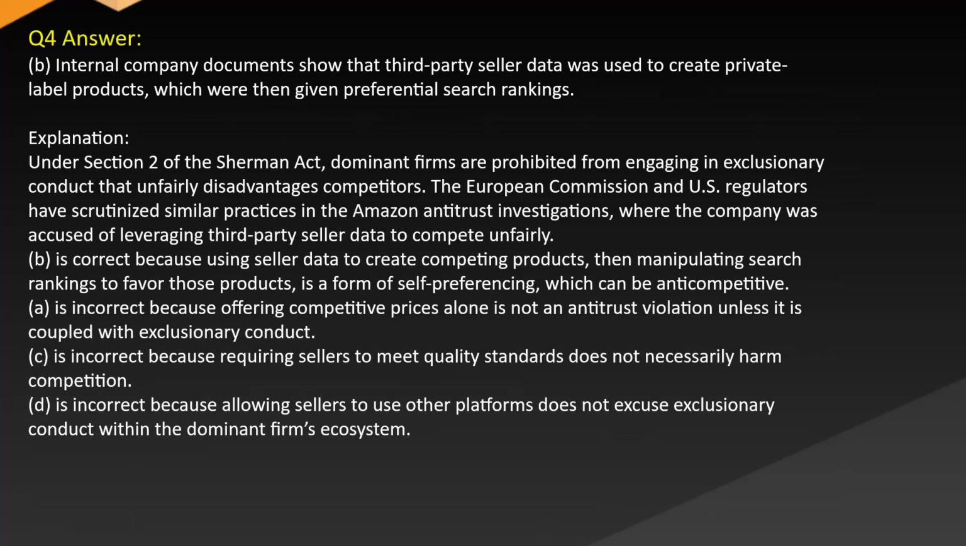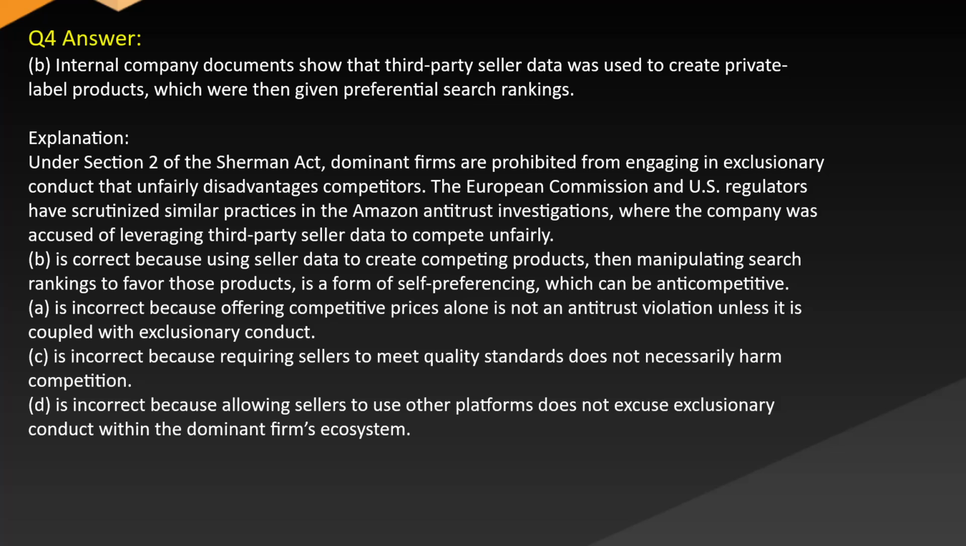Answer: B. Internal company documents show that third-party seller data was used to create private label products, which were then given preferential search rankings. Explanation: under Section 2 of the Sherman Act, dominant firms are prohibited from engaging in exclusionary conduct that unfairly disadvantages competitors. The European Commission and U.S. regulators have scrutinized similar practices in the Amazon antitrust investigations, where the company was accused of leveraging third-party seller data to compete unfairly.